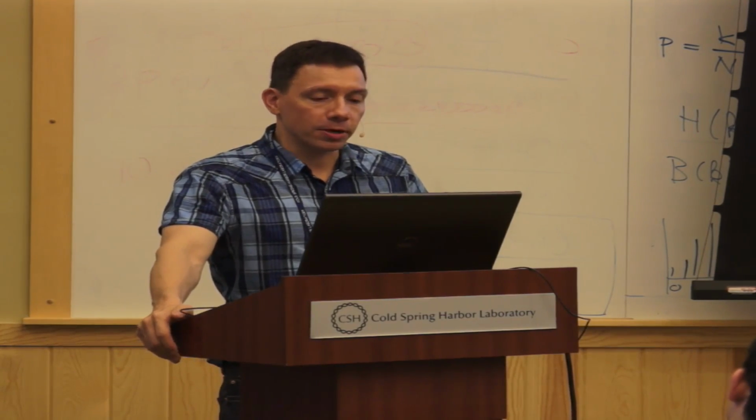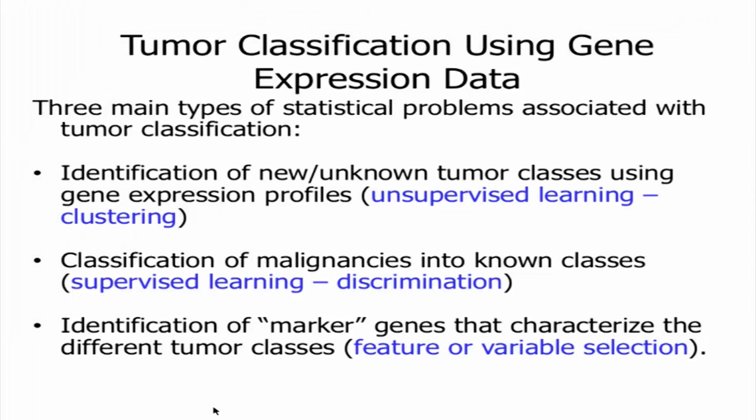In any event, the third task that is associated with these problems is to identify so-called marker genes that characterize different tumor classes. It would be good to have a gene that, if the gene is overexpressed in a tumor, this is a high-risk tumor. Identifying these marker genes is also known as feature selection or variable selection. Feature is another word for variable, is another word for covariate, so it all means the same thing.